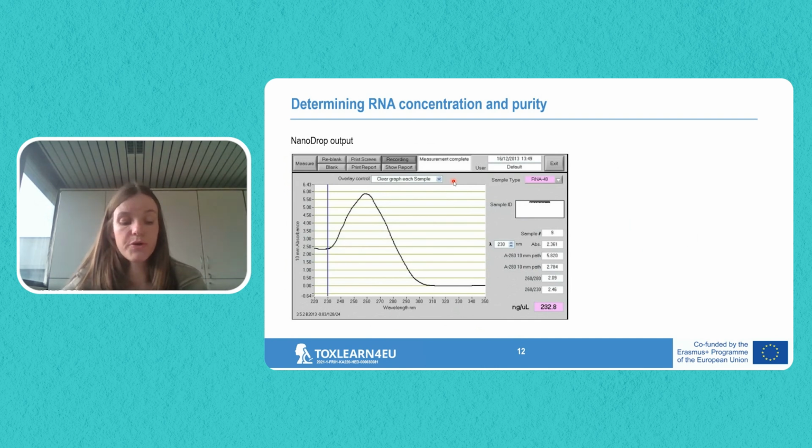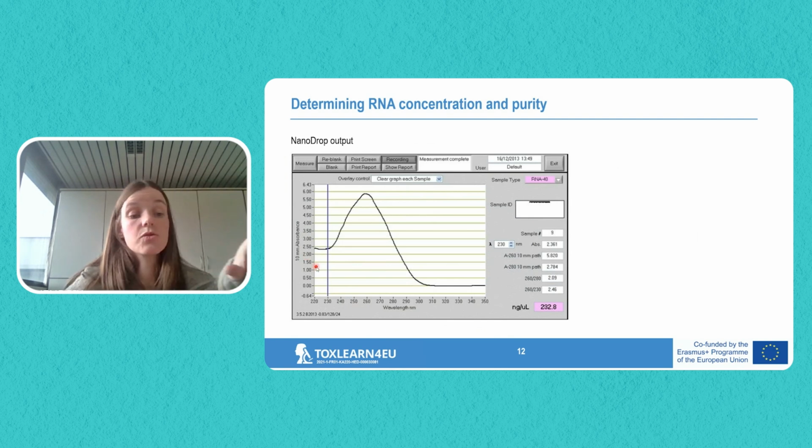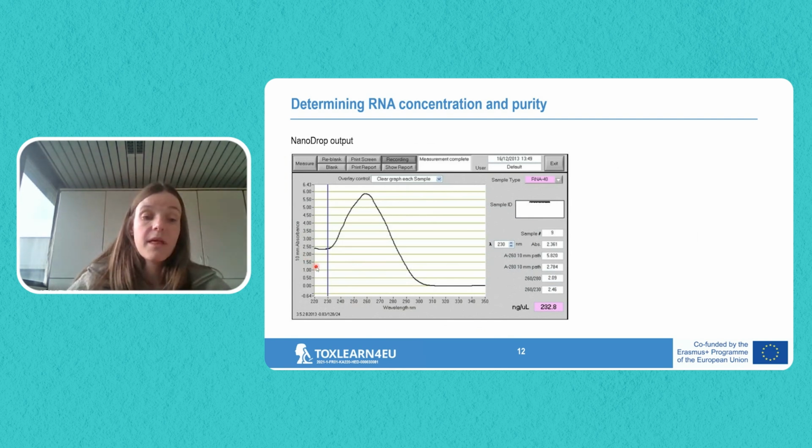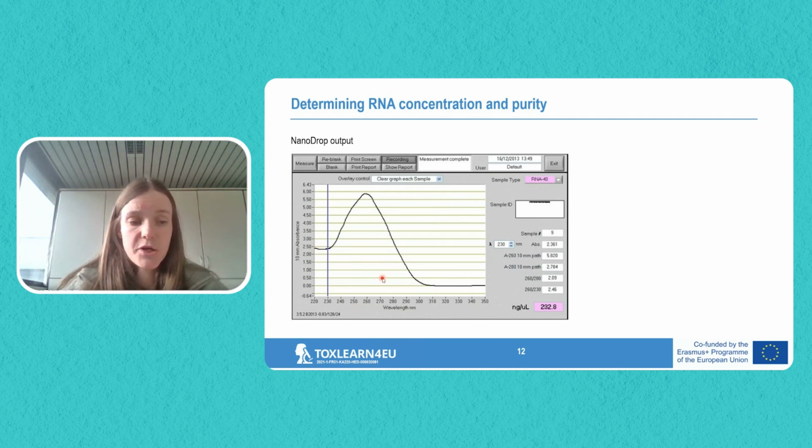And then the output of the nanodrop looks something like this. Here on the x-axis, you can see the different wavelengths of light, and on the y-axis, you can see the absorbance of the sample. And normally the result should look something like this. So you should see a nice peak at 260 nanometers. And the reason is that nucleic acid, so both RNA and DNA, have a maximal absorbance at 260 nanometers.